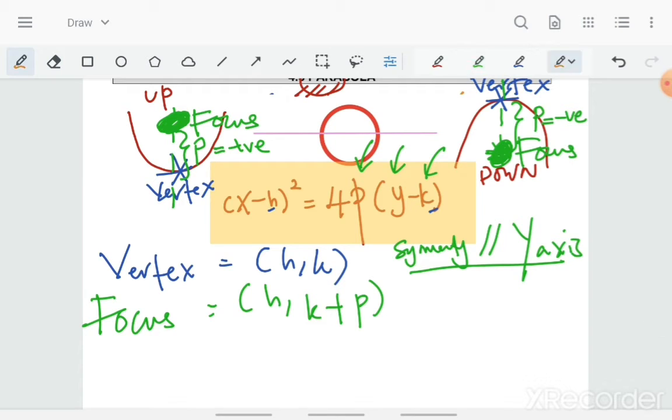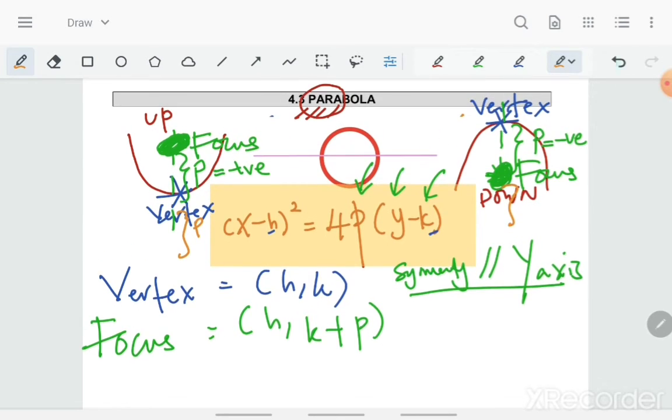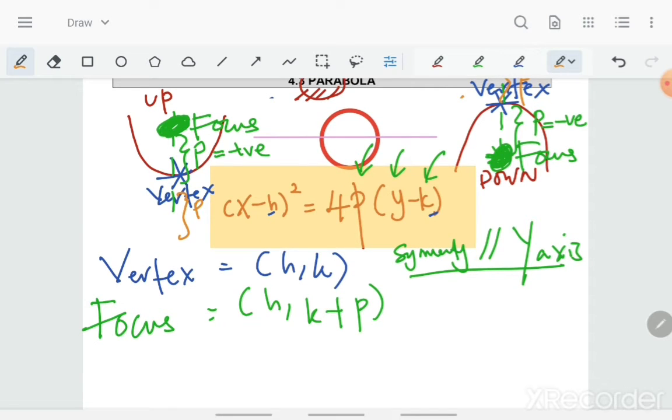Okay, let's move on to the next, which is what we call the opposite length. The opposite length is also P. This also equals P. Okay, this is the opposite length. This is a P. Alright, so the line parallel to the X, we call that the directrix.